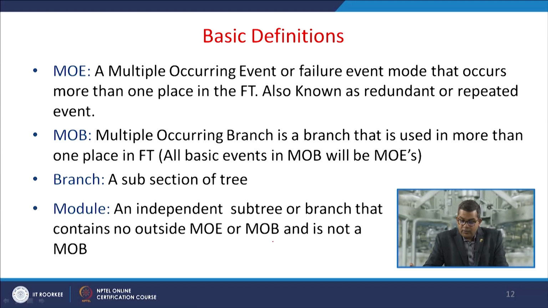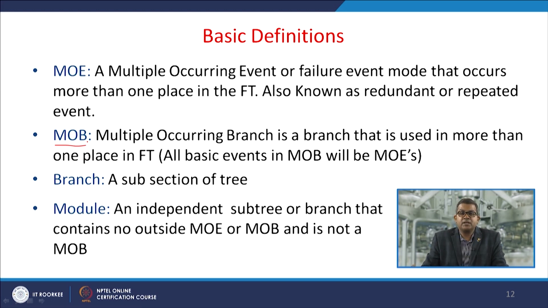Then there is a concept of multiple occurring event, that is called MOE. So MOE is a failure event mode that occurs in more than one place in the fault tree. This is also known as a redundant or repeated event. Another is the multiple occurring branch, that is referred to as MOB. Now this multiple occurring branch is a branch that is used in more than one place in the fault tree analysis.